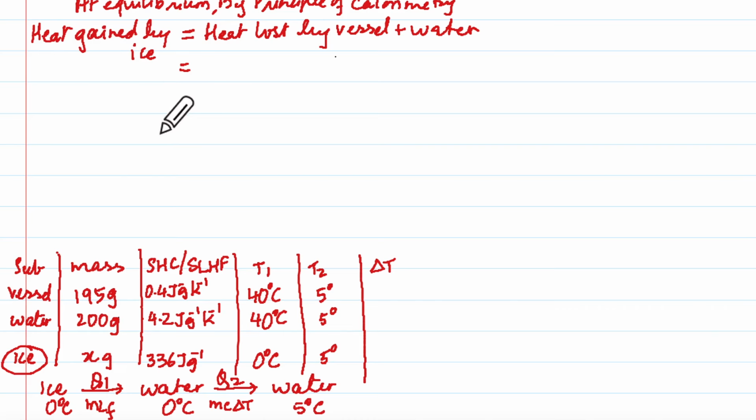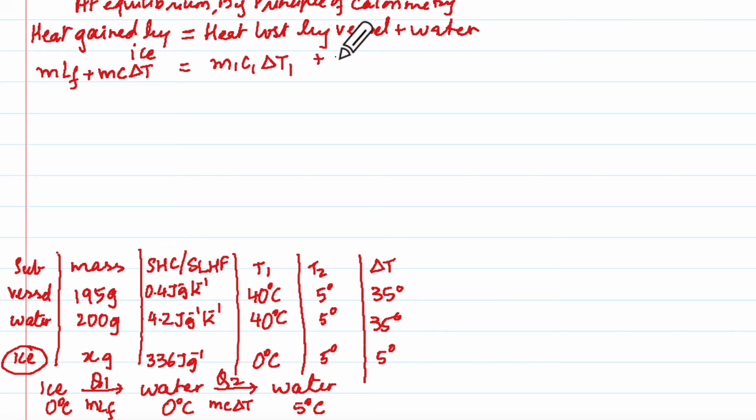Ma'am, we haven't written the delta T. Oh yeah, we have to still write, no? 35 degrees here, 35 degrees here, and 5 degrees here. So it will be MLF plus MC delta T. And for the vessel, what you'll write? M1 C1 delta T1, and water will be M2 C2, but delta T will be the same. We have to find X means mass, so take M common and write LF plus C delta T.